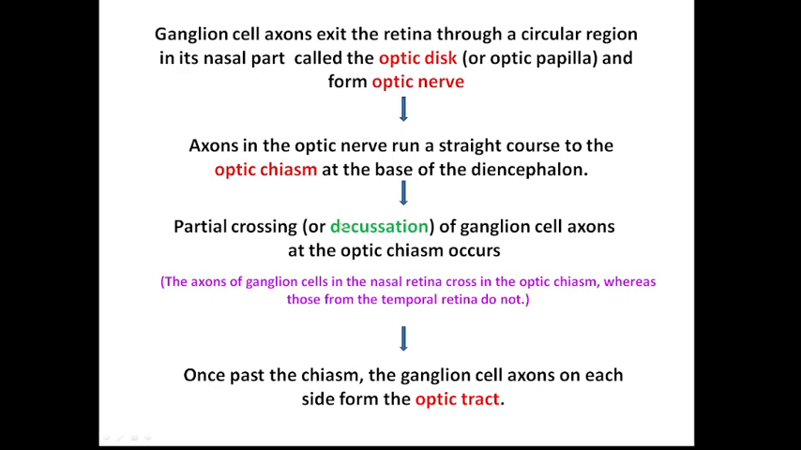So we are talking about the partial crossing over, or decussation, of the ganglionic cell axons at the optic chiasma level. The axons of the ganglionic cells in the nasal retina cross at the optic chiasma, whereas those from the temporal retina do not cross. Once past the optic chiasma, the ganglionic cell axons on each side form the optic tract.